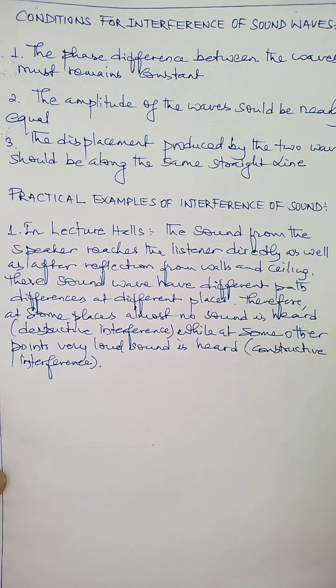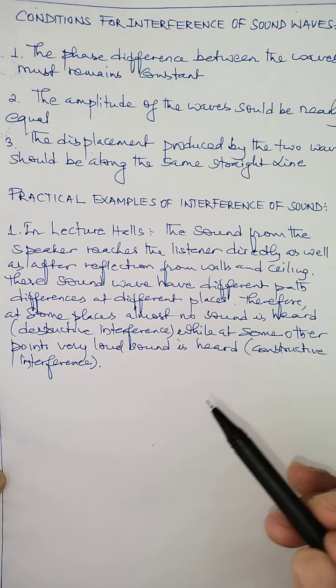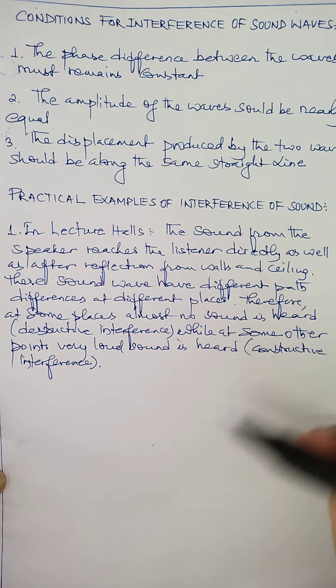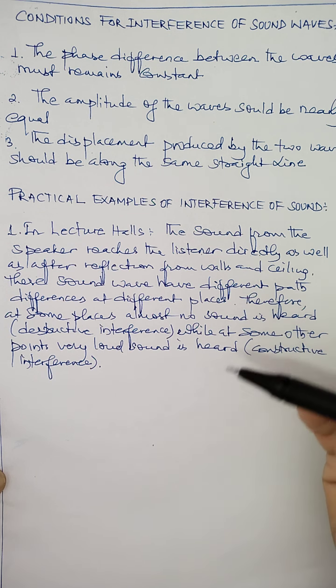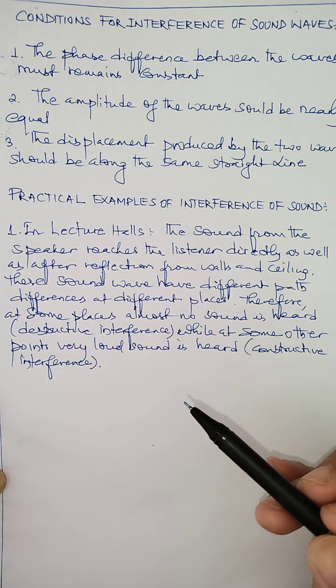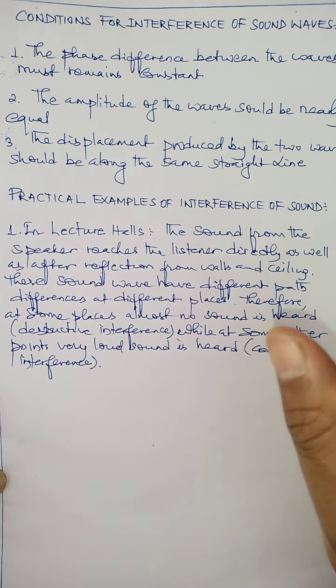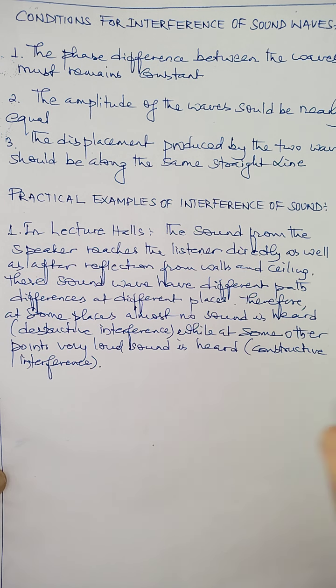But as observers, we never realize this. Actually, this is exactly what happens when a lecture is going on in a lecture hall. Sometimes the sound will be minimum at one place, and sometimes the sound will be maximum at another place. So this is one practical example of interference of sound.